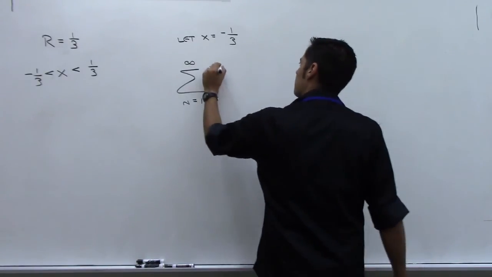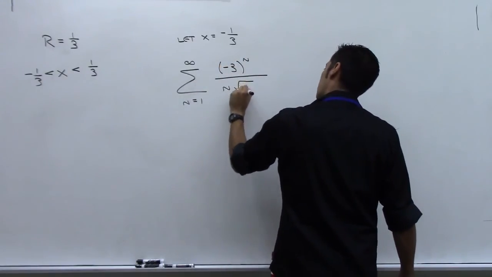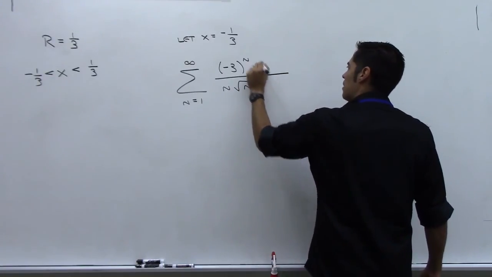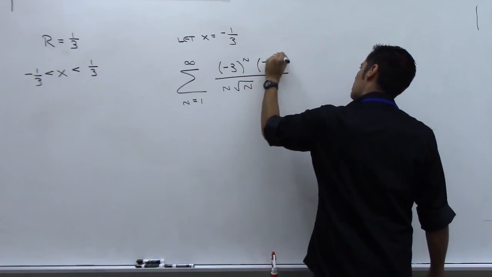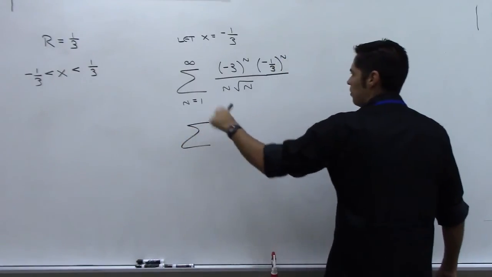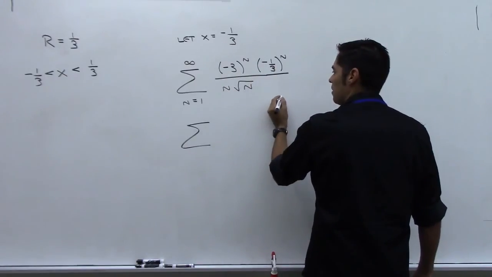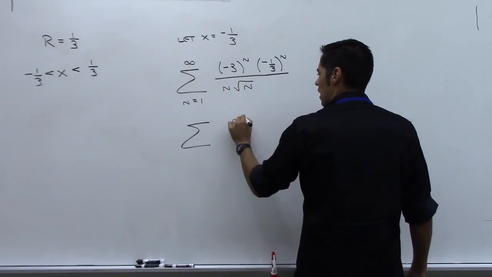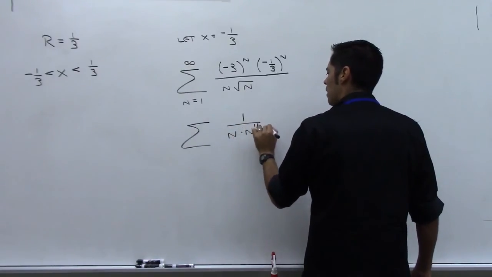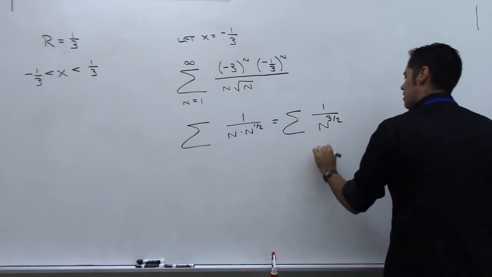Let's see, so I've got negative 3 to the n over n root n. And then over here, x to the n. But I said that was on top, so I'm just going to put it on top. But x is negative 1/3 to the n. If I put these two together, negative 3 times negative 1/3 is positive 1. Both of them to the n, so 1 to the n is just 1, over n times root n, which is n to the 1/2. And this is really just the sum of 1 over n to the 3/2. That's a p series.